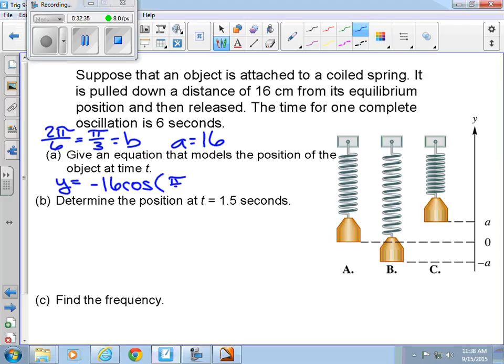Determine the position at 1.5 seconds. Plug in 1.5 for x. And what do you get?